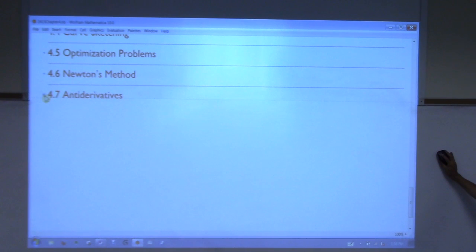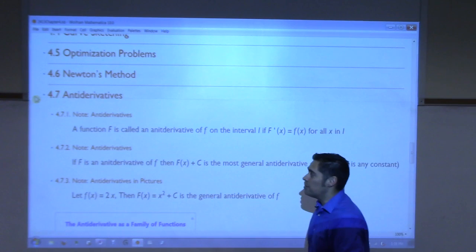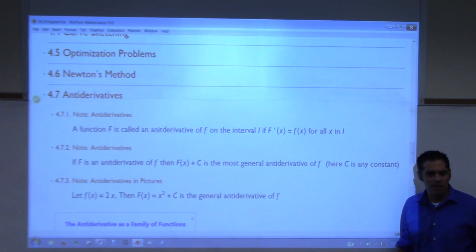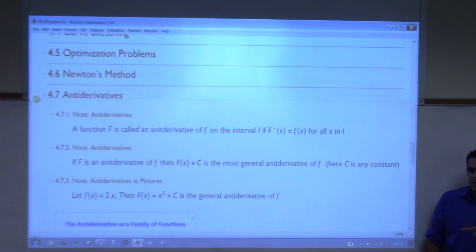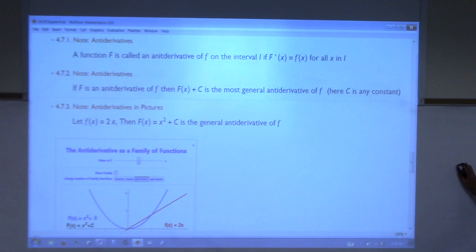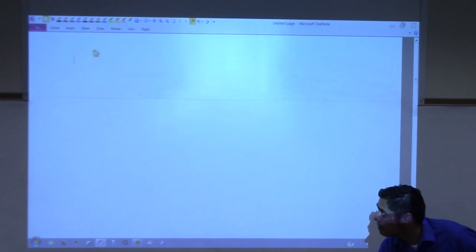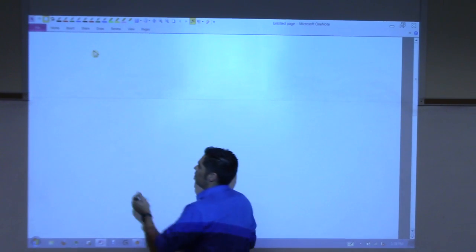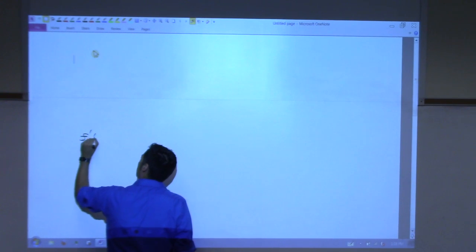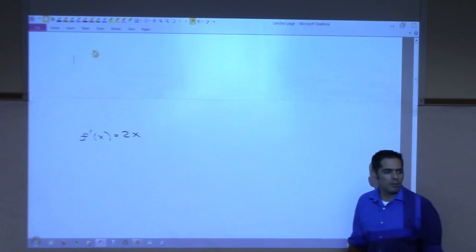All right, the last section of this chapter is called Antiderivatives. This is where we begin to create a little bit of overlap with what you're going to see in Cal 2, if you take Cal 2. There are a lot of notes here, which I can go through, but I want to motivate the idea with some examples instead. Let's say I tell you that the derivative of some function is 2x. Can you tell me what the original function was?